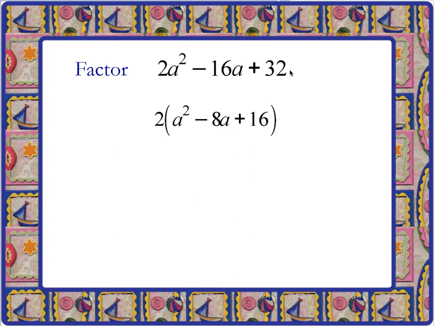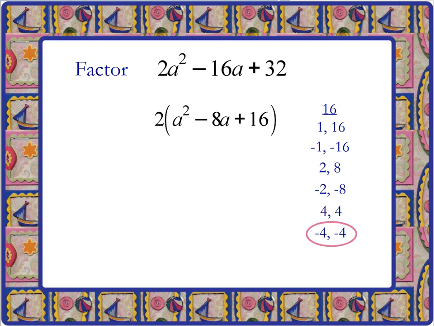16 divided by 2 is 8, and 32 divided by 2 is 16. What's inside the parentheses is a quadratic with a leading coefficient of 1, and now I can factor this further. I can look for factors of 16 that add to -8. So my first job to tackle is finding factors of 16. I can use 1 times 16, I can use 2 times 8, or I can use 4 times 4. Are there any of these factor pairs that will add to -8?